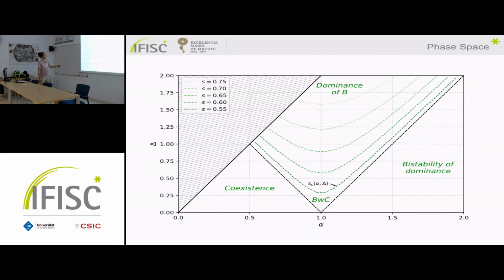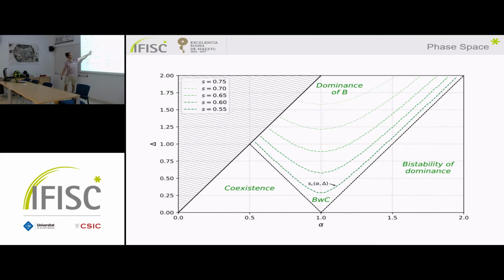Complementarily, we have the dependence on delta for slices of S, and we see that at delta equals 0, we have only the two phases of the Abrams-Strogatz model. But as we increase delta, the central region opens up with its width being equal to delta.